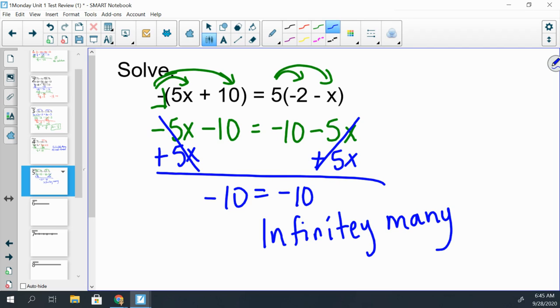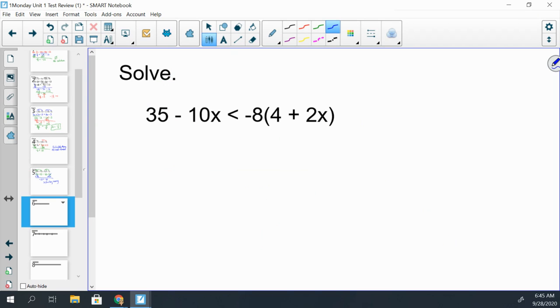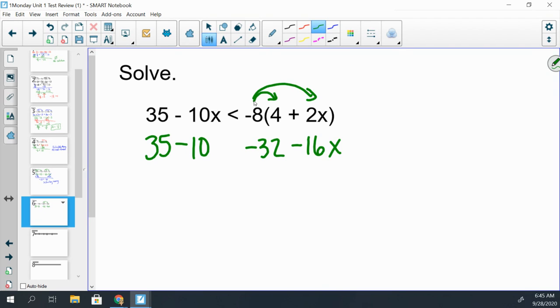Okay, anything we plug in is going to work. All right. Oh, I see some more parentheses. So first thing I need to get rid of is to distribute. So when I distribute here, -8 times 4 is -32. -8 times 2 is -16x. On the left-hand side, I still have 35 minus the 10x, and that's less than.